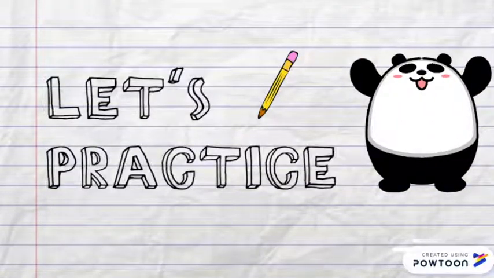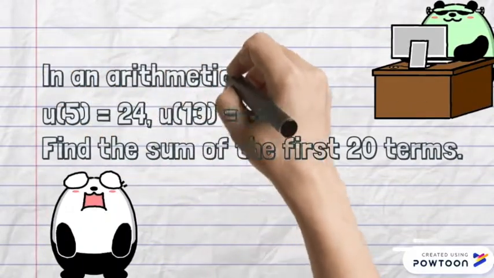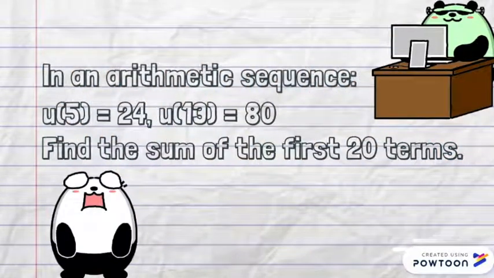Now, let's practice! So the problem is, in an arithmetic sequence, u5 is equal to 24, u13 is equal to 80. Find the sum of the first 20 terms.